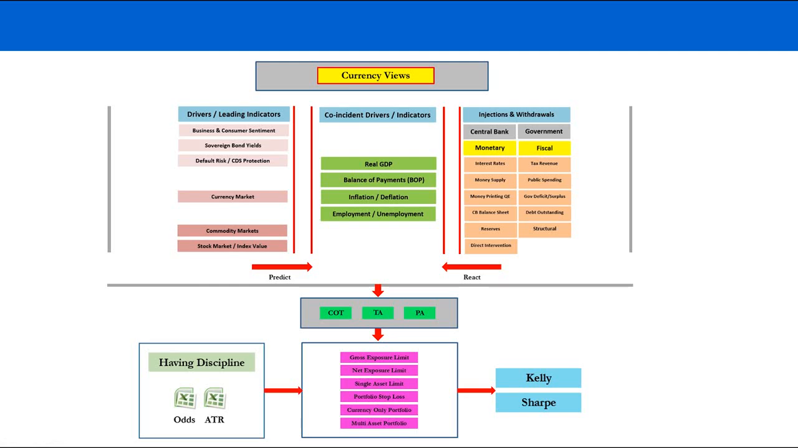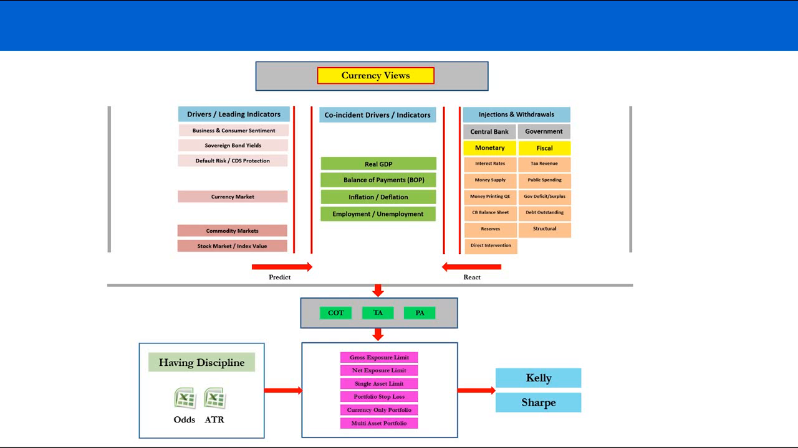So we're going to be looking at gross exposure limits. From this, we'll be picking up along the way how to look at net exposure limits. We're going to be looking directly at single asset limits. We're going to be looking also at an overall portfolio stop loss. And along the way, we're going to be picking up how this applies to a currency only portfolio and a multi-asset portfolio.